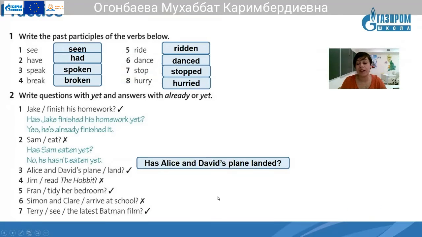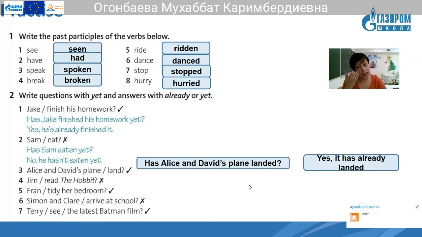Can you give an answer then? Has Alice and David's plane landed? Yes, it has already landed. Yes, you are absolutely right, Daniel. Absolutely right. Jim read The Hobbit. Negative sentence. The answer should be negative.